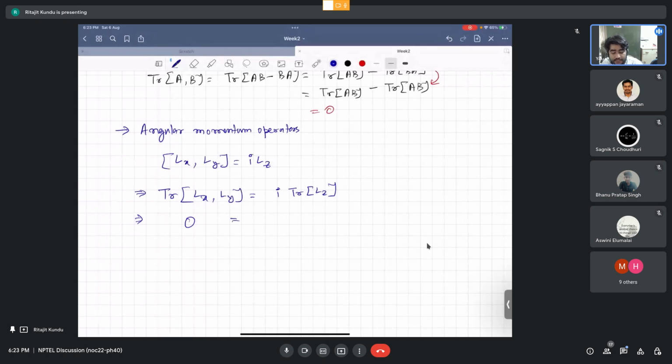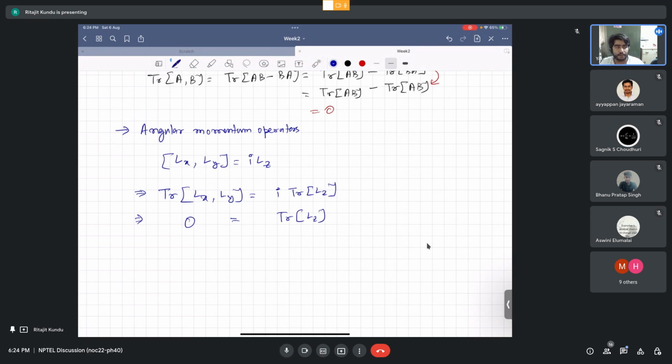But on the other side, that implies that the trace of Lz is nothing but 0. We don't know what the Lz operator looks like, but what we know is that the trace of this operator is 0. So that is like an eyeballing check.